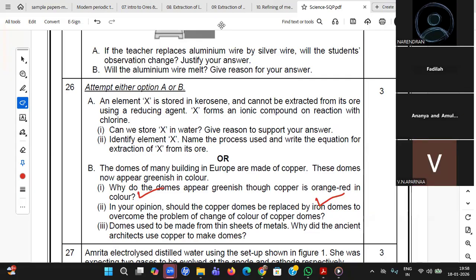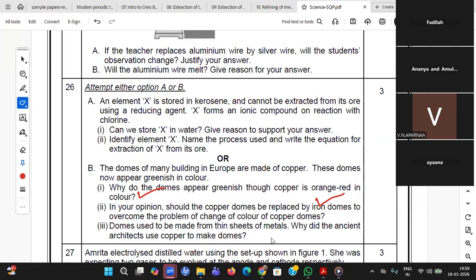Maybe. Malleability also. Malleability is one right cause. Yes, absolutely. Malleability is the point. Sheets of metal: the metal that can be made into a sheet or plate has malleability. Copper is more malleable, that is the right answer.